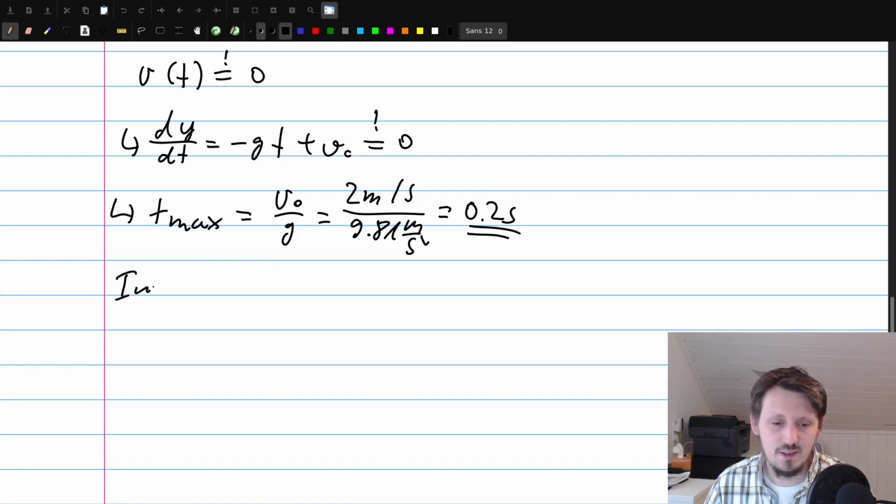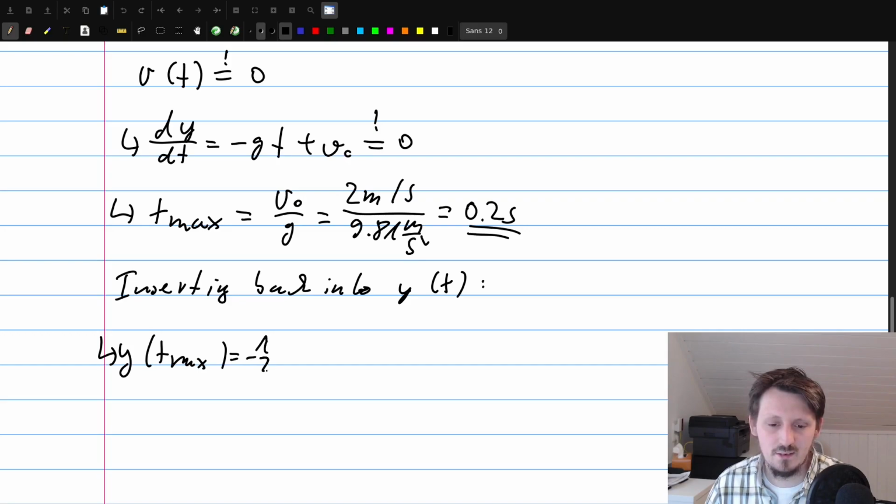So the last step, of course, is to insert this back into our distance time law, y of t. And this leads to y of t max equals minus 1/2 g t max square plus v0 t max plus h. And now we can insert the values.